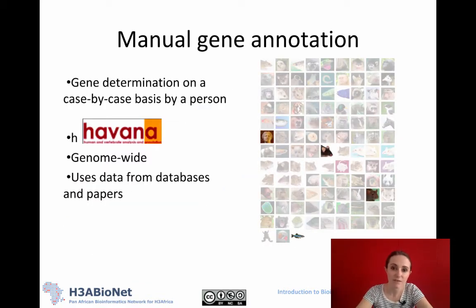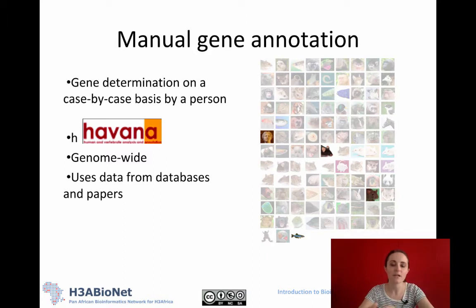Manual gene annotation is very, very different. This is done on a case-by-case basis by a real person. And the people who do this we call our Havana group. They use data from a number of different sources. So they use databases, they use papers, and they're really good at kind of weird, fiddly things that are not the norm. So things like splice sites, like untranslated regions.